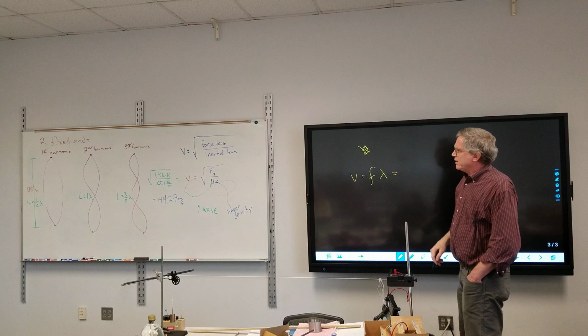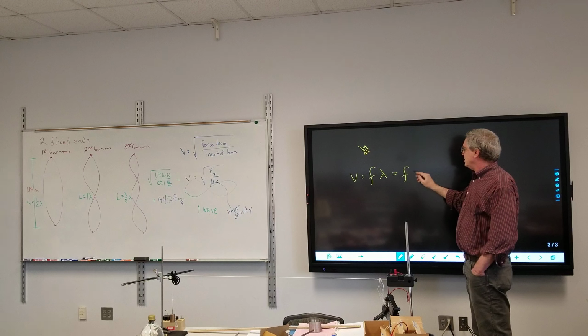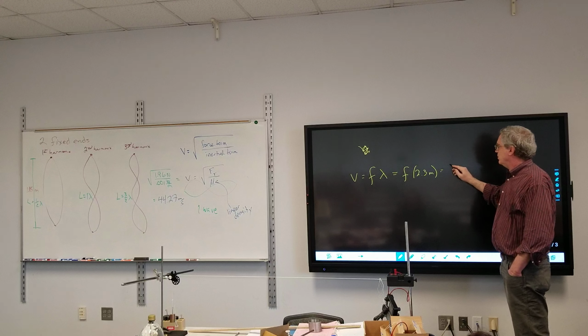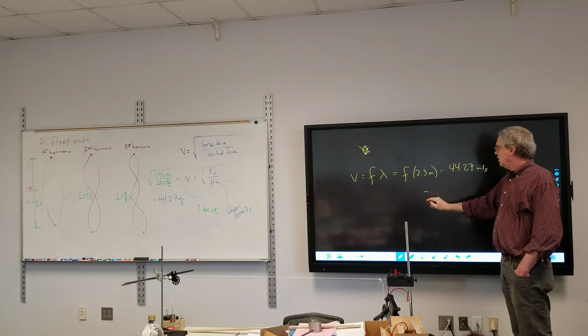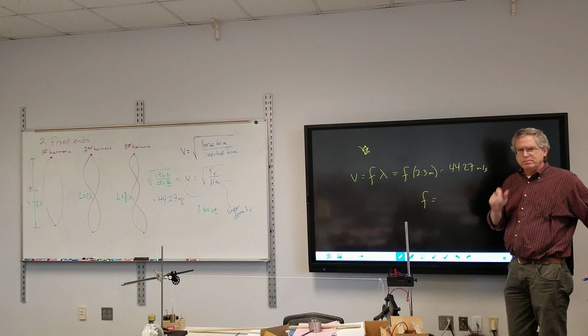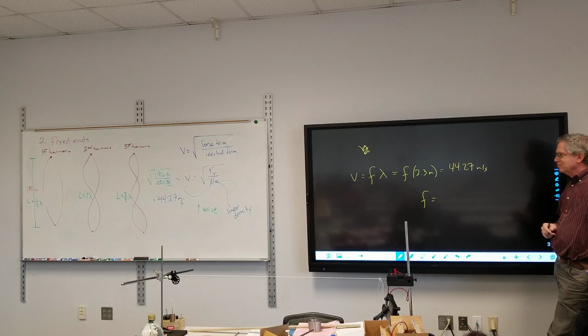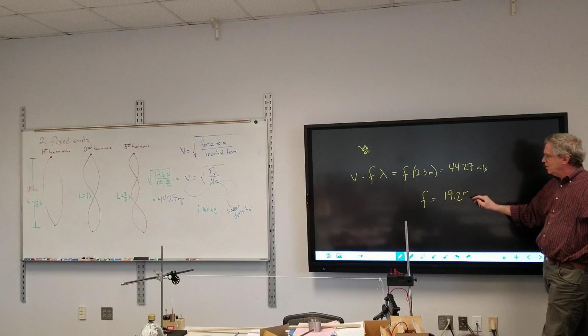The wavelength we calculated was 2.3 meters. So I have the frequency times 2.3 meters is equal to 44.27 meters per second. And so the frequency is somewhere around 19.25. Units?